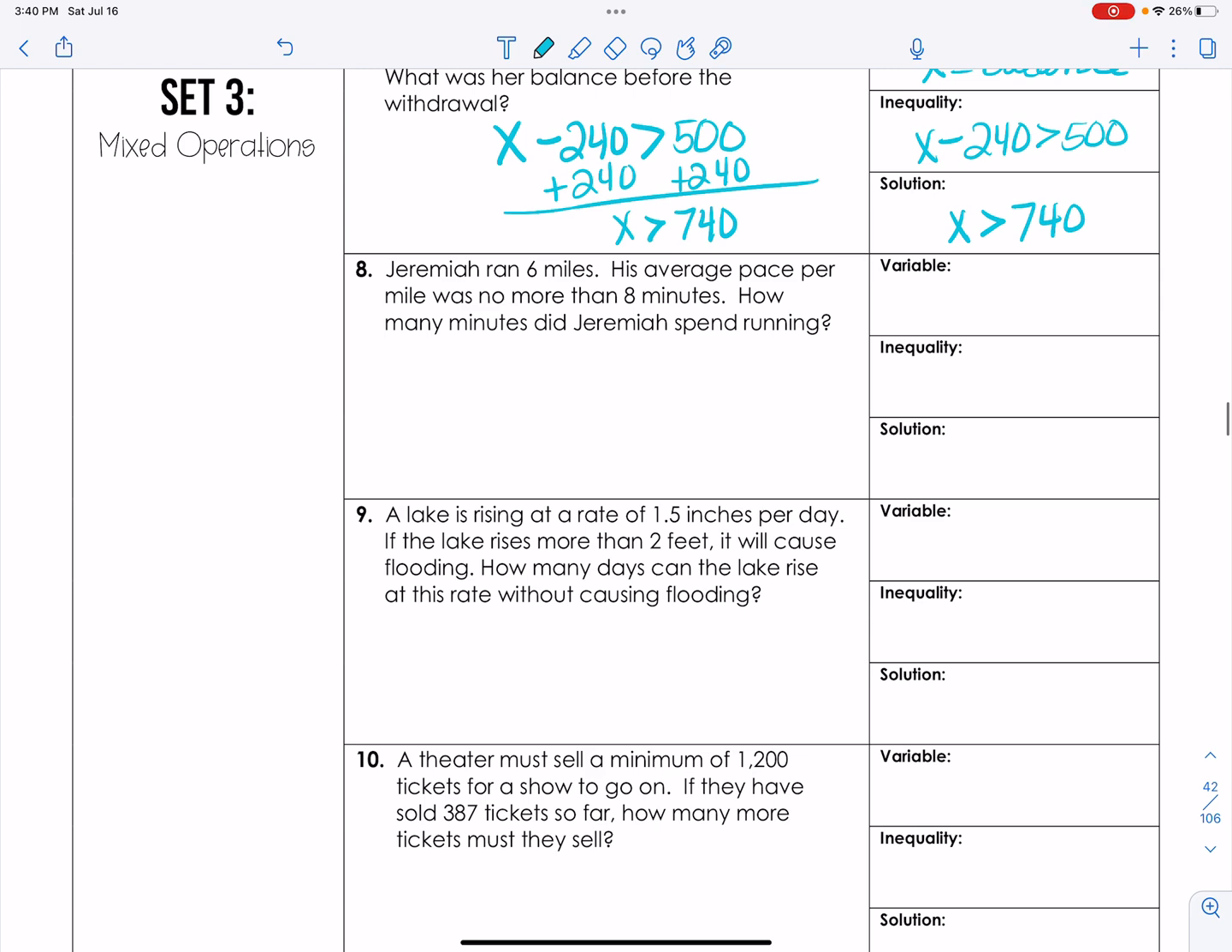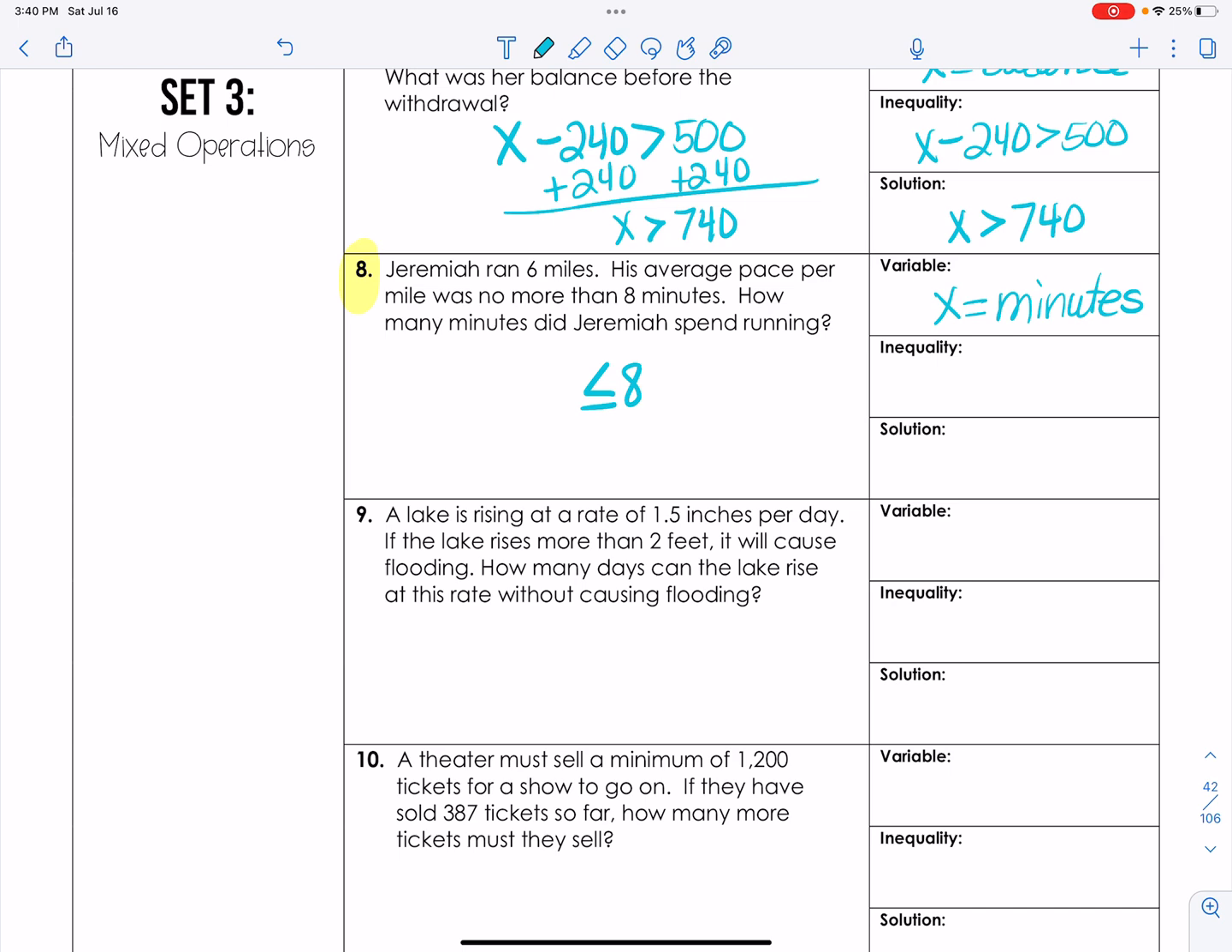Okay, I would like you to pause the video and try number 8. Jeremiah ran 6 miles. His average pace was no more than 8 minutes. So it can't be more than 8 minutes. It could be 8 minutes exactly. So I'm going to say less than or equal to. How many minutes? So x is going to be my minutes.